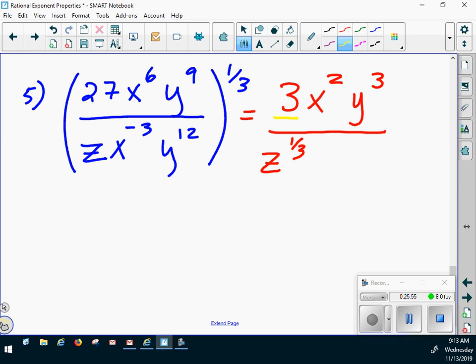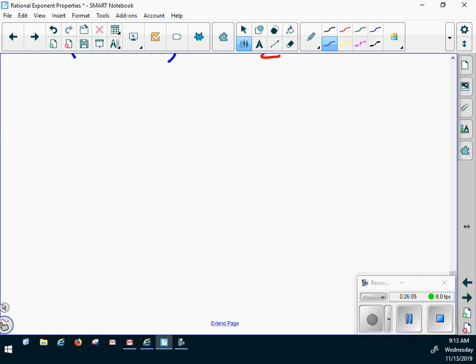This 3 comes from 27 to the 1/3 power. And remember, it's 27 to the 1/3 power. Remember, that means the cube root of 27 to the first power, which is 3.